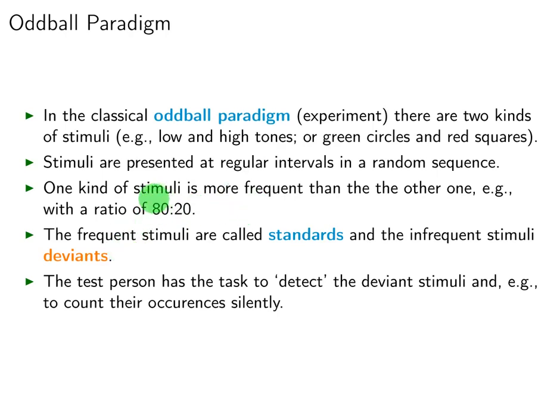So the frequent stimulus that is shown 80% of the time is called standard, while the 20% shown stimulus is called deviant, standard versus deviant. The test person has a task to detect the deviant stimuli while being shown standard or deviant in a randomized sequence, and count their occurrences, usually silently.